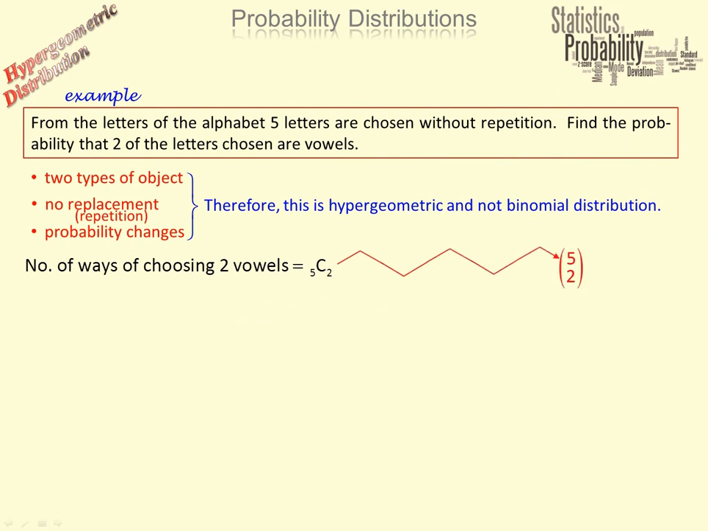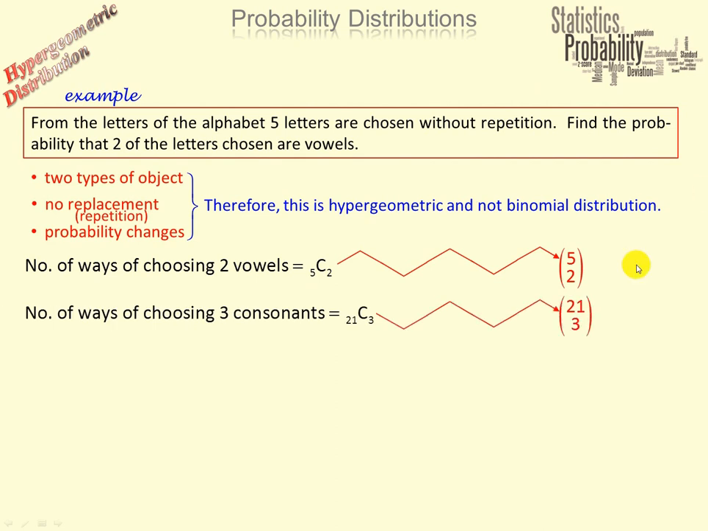So, number of ways to choose 2 vowels. We're choosing 2 from 5. Order doesn't matter, so it's a combination. Choosing 3 consonants from the remaining 21 letters. Once again, it doesn't matter in what order, whether you choose an H, G, then K, or G, H, and then K. It doesn't matter. You've chosen 3 consonants. So it's a combination. No order comes into the equation.